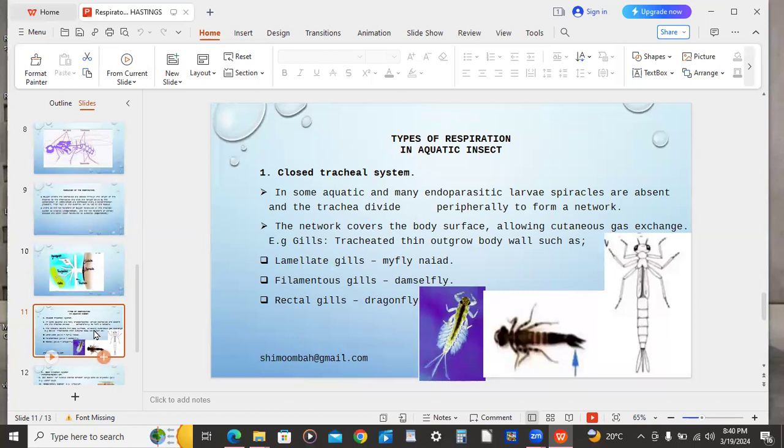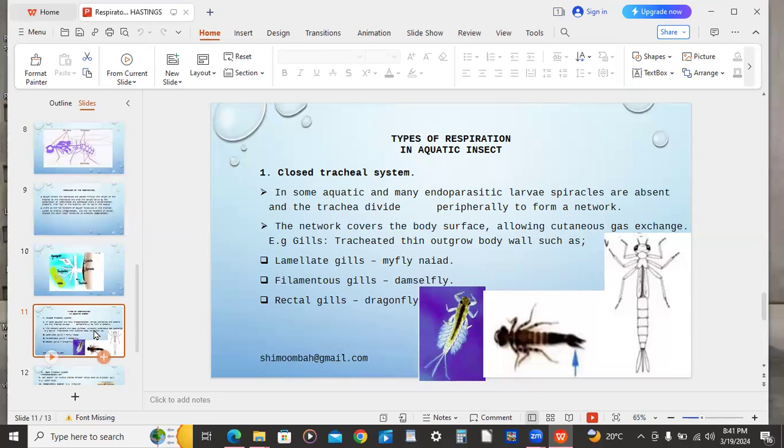As I said, spiracles are not there. Why? Because the cuticle or the body of that insect is very thin, gaseous exchange can take place just on the body of an insect without spiracles. And the trachea is divided peripherally to form a network. So the network covers the body surface, allowing the cutaneous gas exchange.